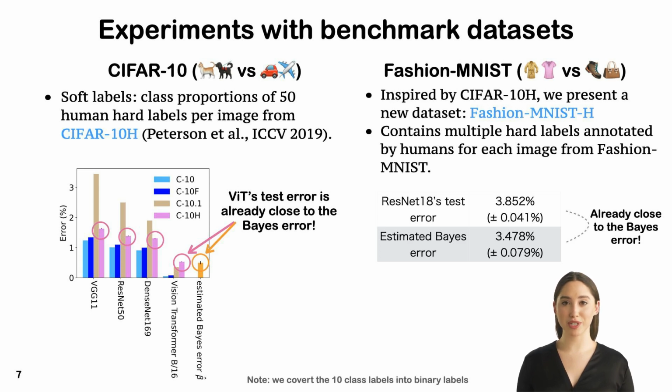For Fashion MNIST, we use the tops related items as positive and other items as negative. Inspired by CIFAR10H, we present a new dataset called Fashion MNIST H. This contains multiple hard labels for each test image from Fashion MNIST. We can see that the ResNet-18 test error is already very close to the estimated Bayes error. Although there is a small gap, we believe we can reduce this further since we did not do serious hyperparameter tuning and did not add any data augmentation. We can also observe that the Bayes error for Fashion MNIST is higher than that of CIFAR10. This is expected since the images of Fashion MNIST are much more ambiguous than those in CIFAR10.